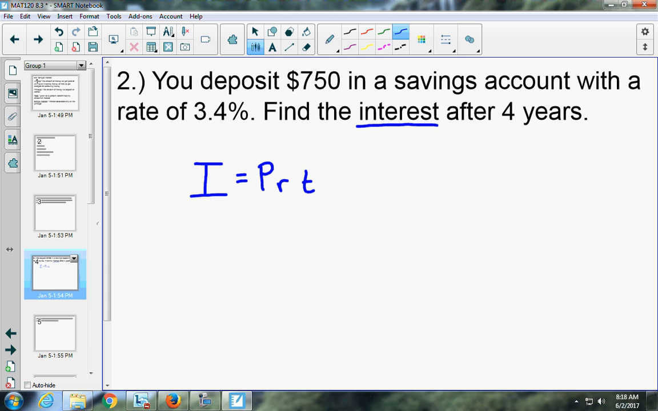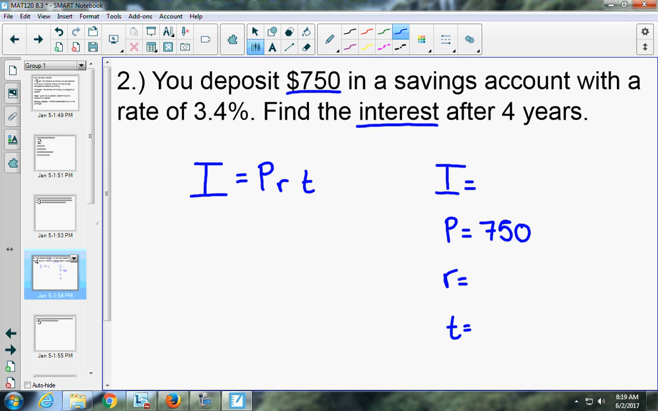Just like in class, I'm going to list out each variable: I equals, P equals, R equals, and T equals. And as I read through the problem, I'm going to fill in the numbers that represent each variable. It says that we deposit $750. The amount that we start with, that we deposit or that we borrow, is always the principal. So that $750 goes next to my P for principal.